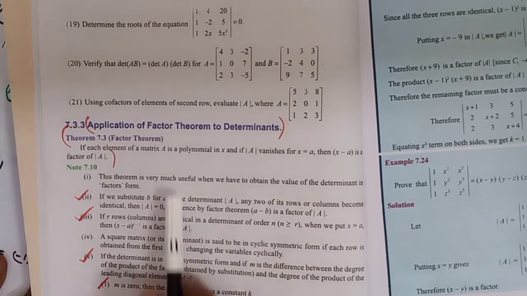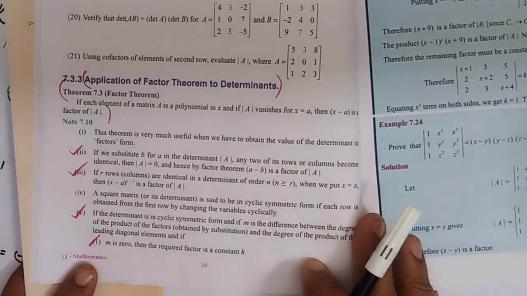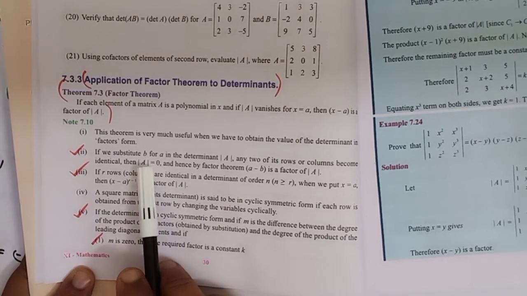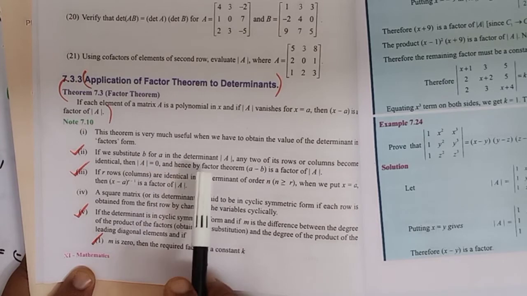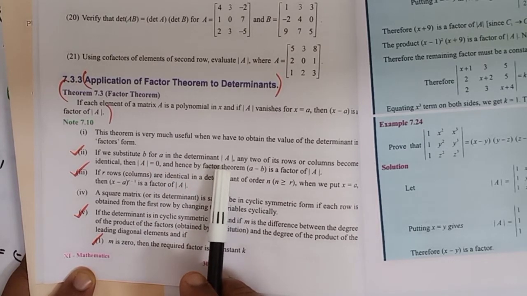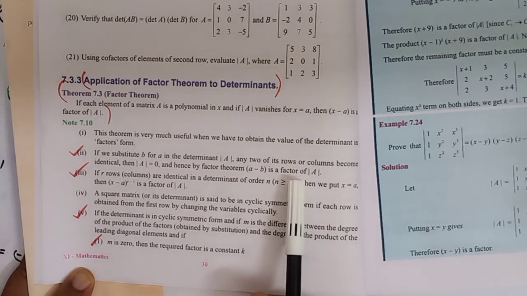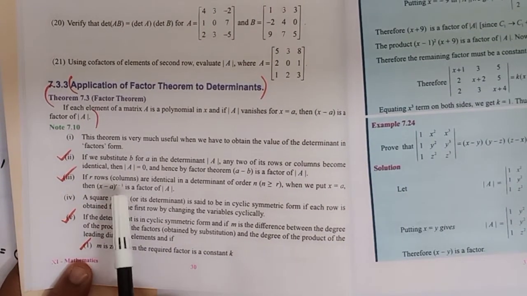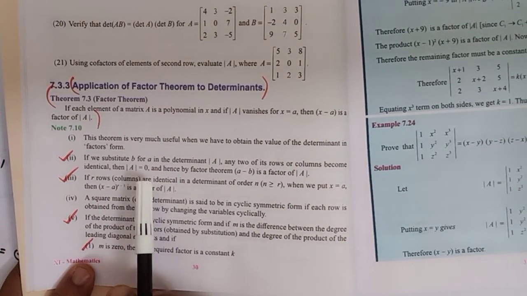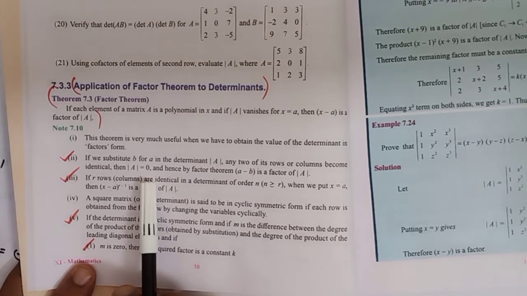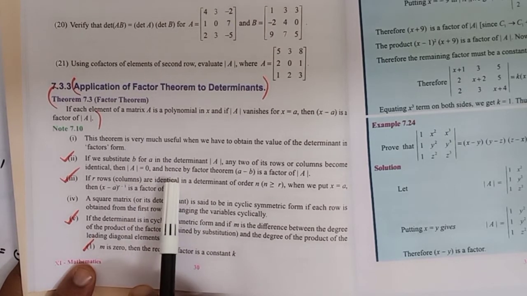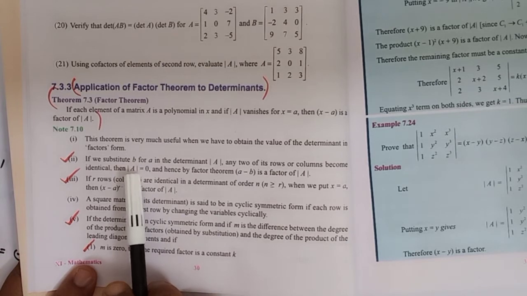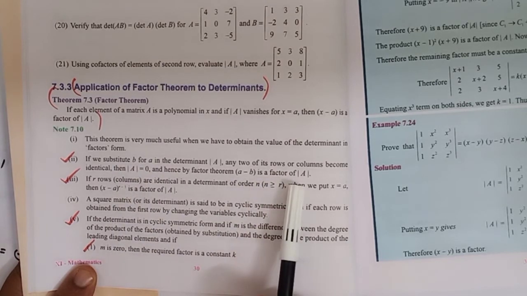Then these are the important properties to be learnt. Subdivision number 2. If we substitute b for a in the determinant, that is determinant of A, and two of its rows or two of its columns become identical, then the determinant of A is equal to 0. You know very well, if two columns or two rows are identical, the value of the determinant is 0. And hence by the factor theorem, since we have replaced b for a, a minus b is a factor of the determinant of A.